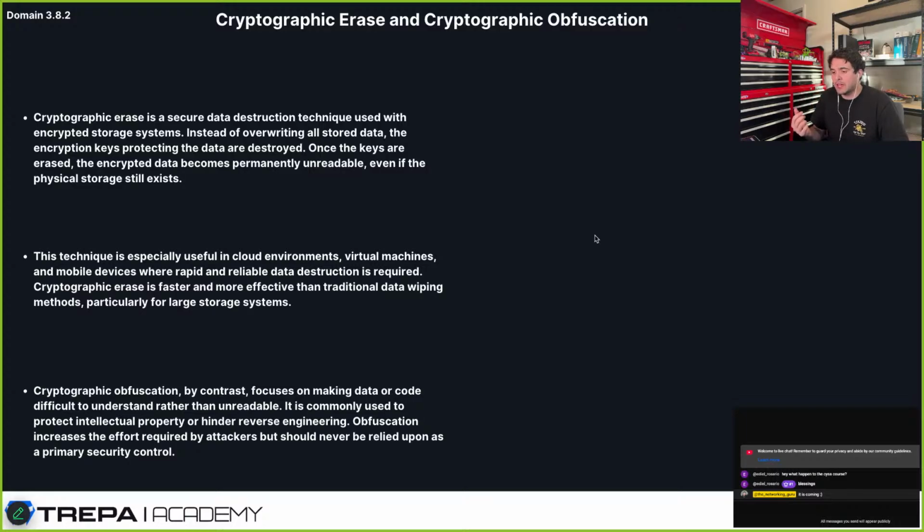And then cryptographic obfuscation focuses on making data or code difficult to understand rather than unreadable. That could be using code names, things like that, getting rid of sensitive data in there. It's commonly used to protect intellectual property or hinder reverse engineering. Maybe coding in a way that's not best practice. I've heard of that a few times. Obviously, that's not very common because every software engineer pretty much learns to code the same way.